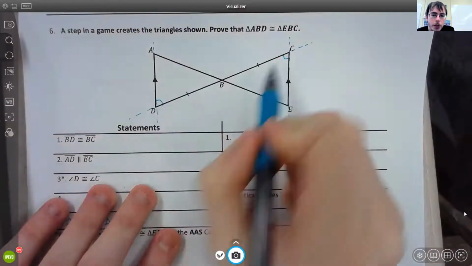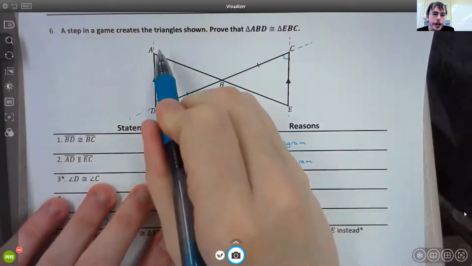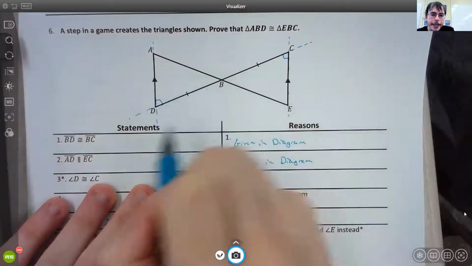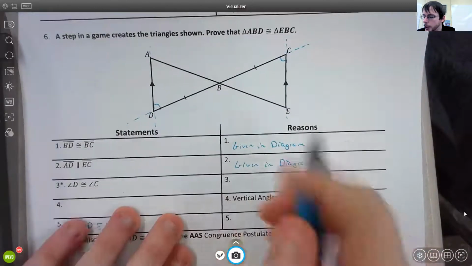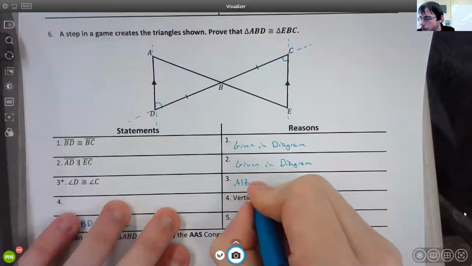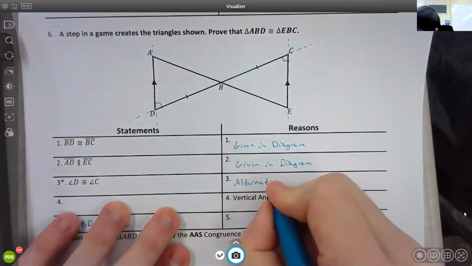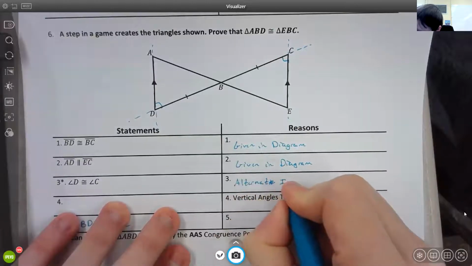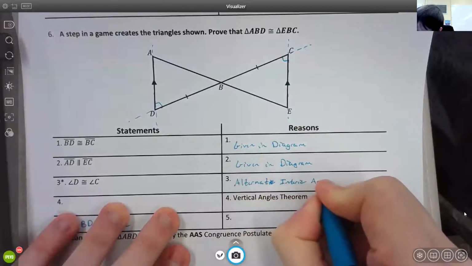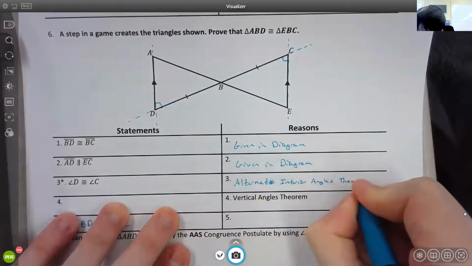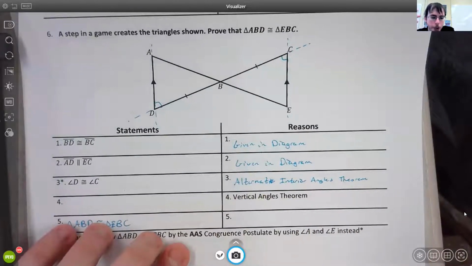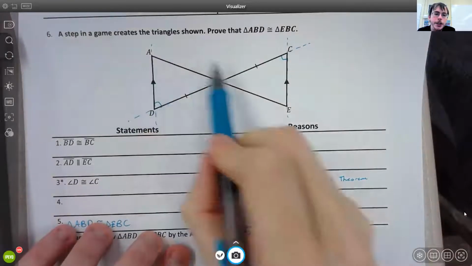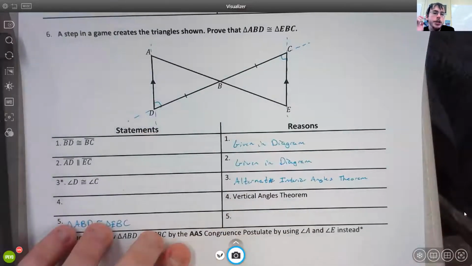What type of angles are D and C? They are inside of the two parallel lines, and they are on opposite sides of the transversal. So that means that these are alternate interior angles. Alternate interior angles theorem. And that's why they're congruent. Note that you could also say that angle A is congruent to angle E, but this one wanted us to use angle D is congruent to angle C.